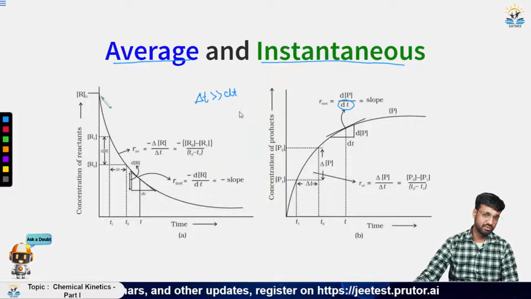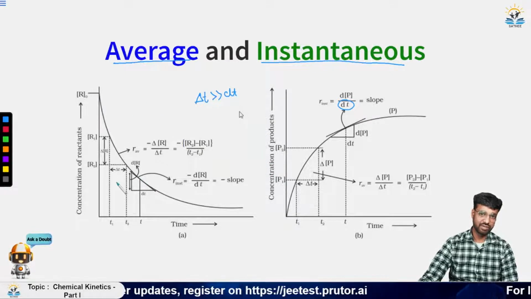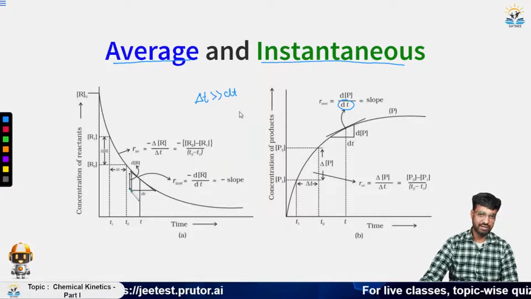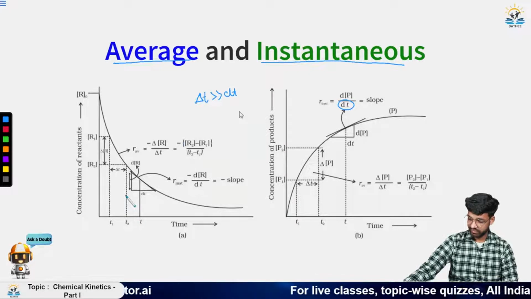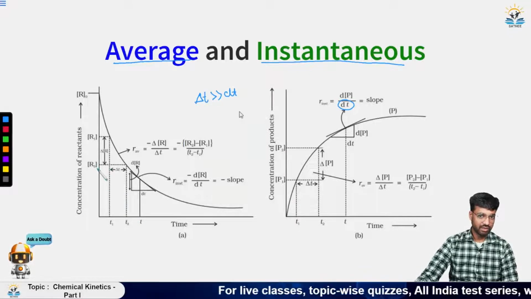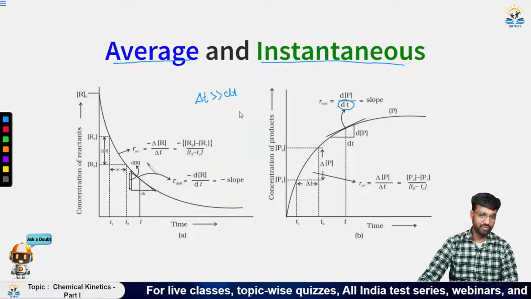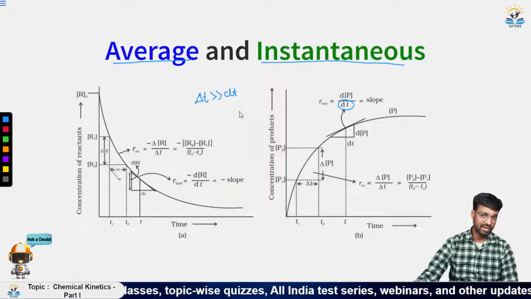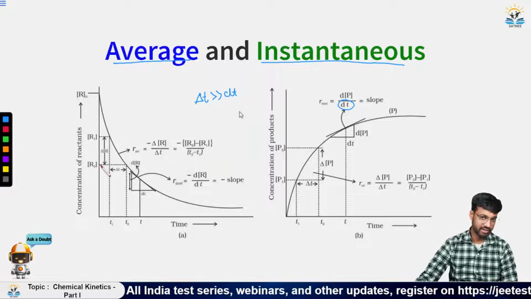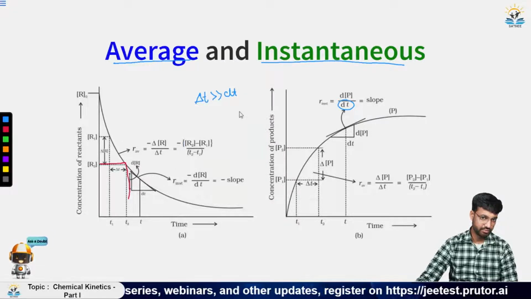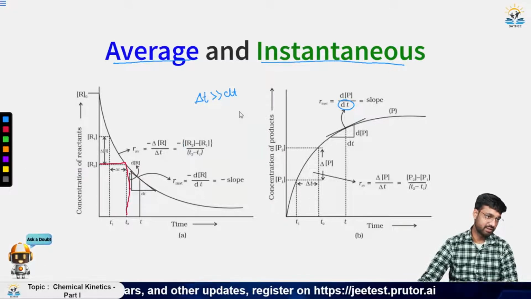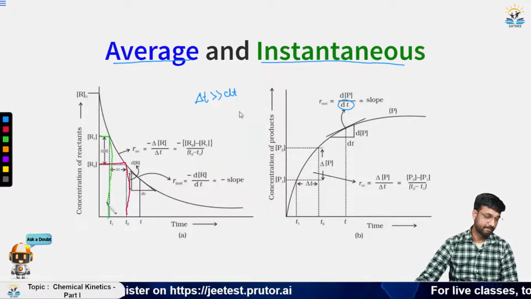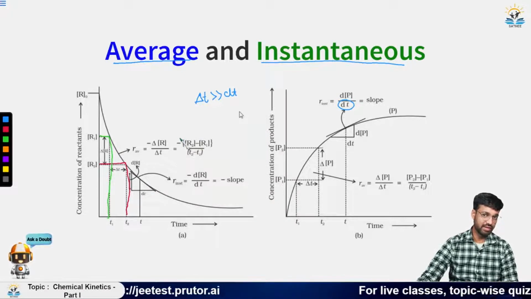Now suppose we have to calculate the rate of reaction over a given time, that is from T1 to T2. Then we will simply subtract their concentrations at T1 and T2, that is R2 minus R1 divided by T2 minus T1, where R2 is the concentration at T2, and R1 is the concentration at T1. And this difference is called delta R.